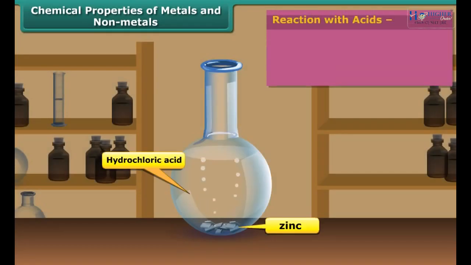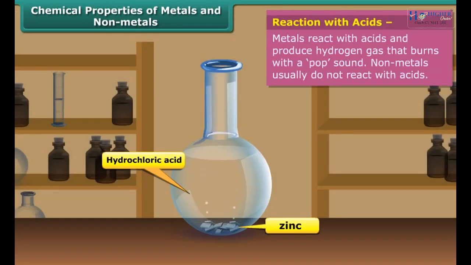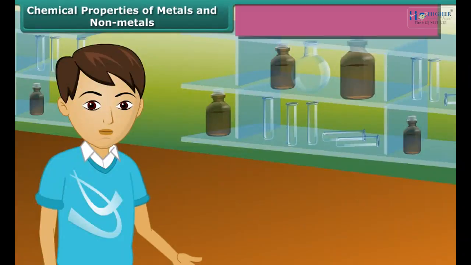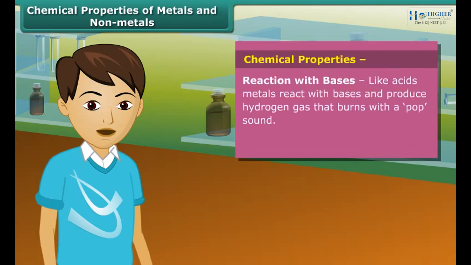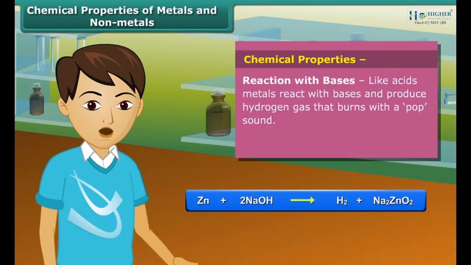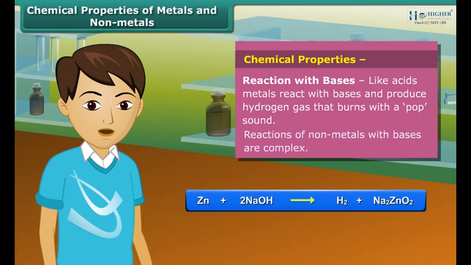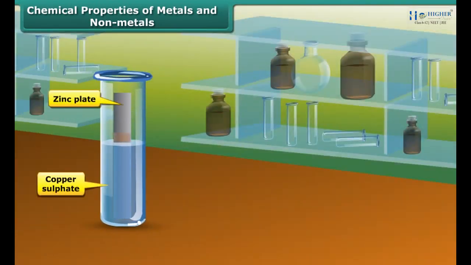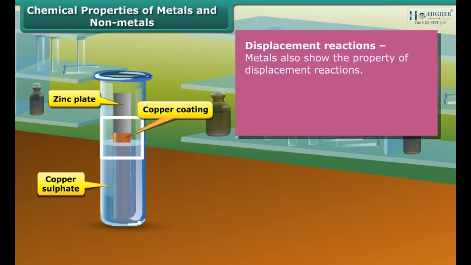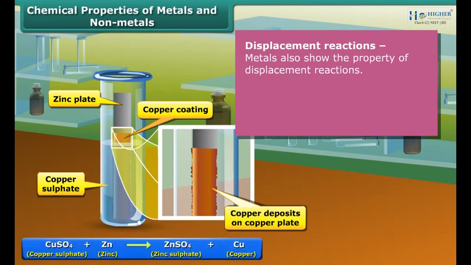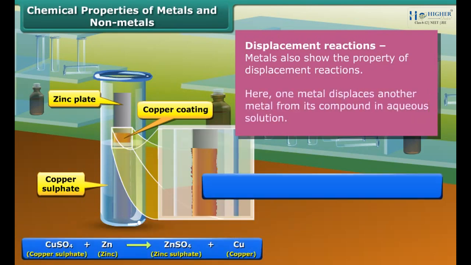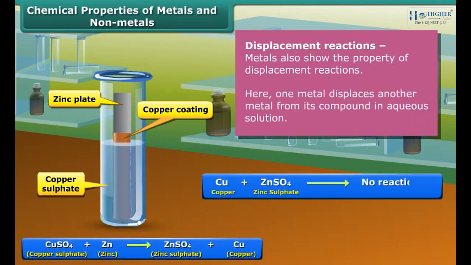Now let's know about the reaction of metals and non-metals with acids. Metals react with acids and produce hydrogen gas, while non-metals don't react with acids. Friends, you'll be surprised to know that like acids, metals also react with bases and produce hydrogen gas. Non-metals react with bases in a complex way. Besides these chemical reactions, metals also show the property of displacement reactions. We can see a displacement reaction here in which one metal is displacing another metal from its compound.